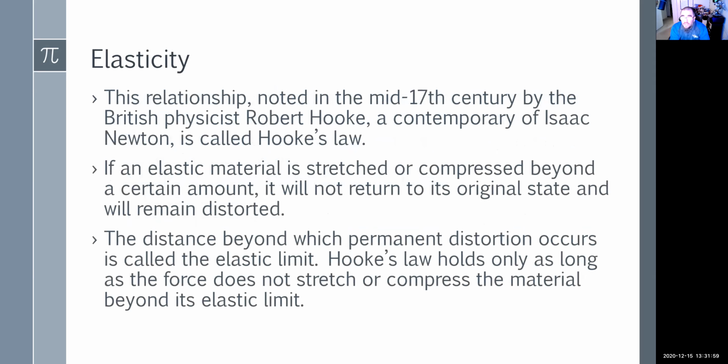The relationship was noted in the mid-17th century by Robert Hooke, a contemporary of Isaac Newton. It's called Hooke's law. If an elastic material is stretched or compressed beyond a certain amount, it will not return to its original state and will remain distorted. The distance beyond which permanent distortion occurs is called the elastic limit. So the elastic limit is how far you can squish, stretch, compress, or apply traction to something before it no longer can stretch or compress any further, and it deforms.